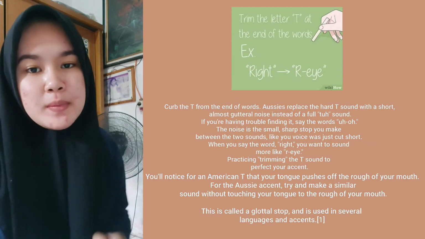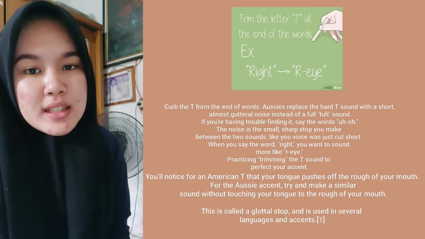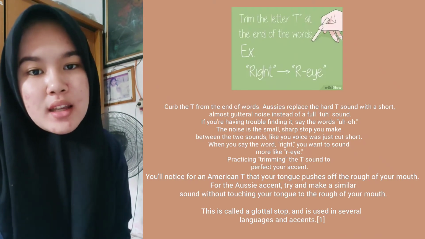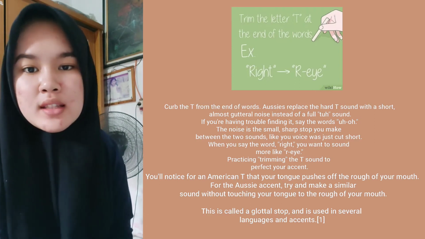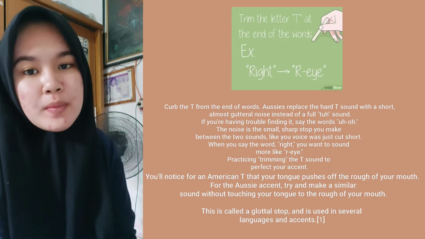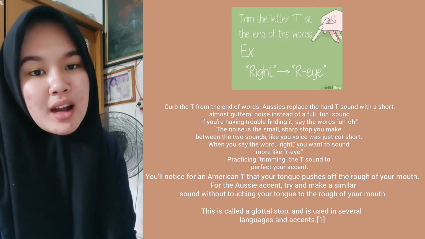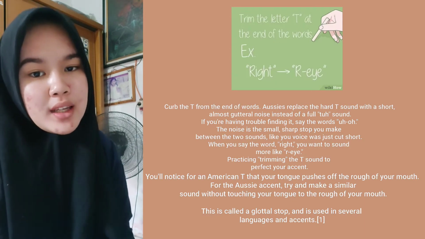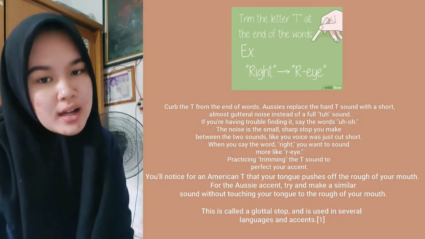Number 4, cut the T from the ends of words. Aussies replace the hard T sound with a short, almost guttural noise instead of a full T sound. If you're having trouble finding it, say the words ooh, ah. The noise is the small sharp stop you make between the two sounds, like your voice was just cut short. When you say the word right, you want to sound more like right. Practice trimming the T sounds to perfect your accent.